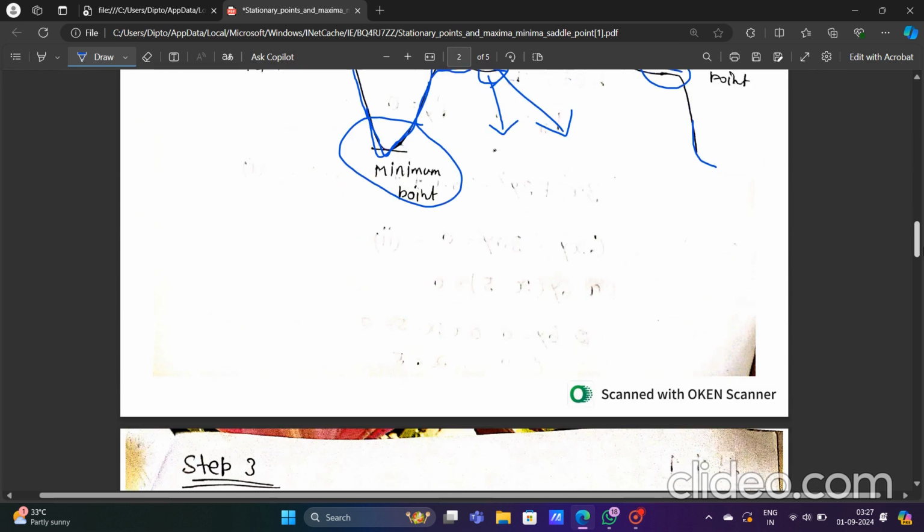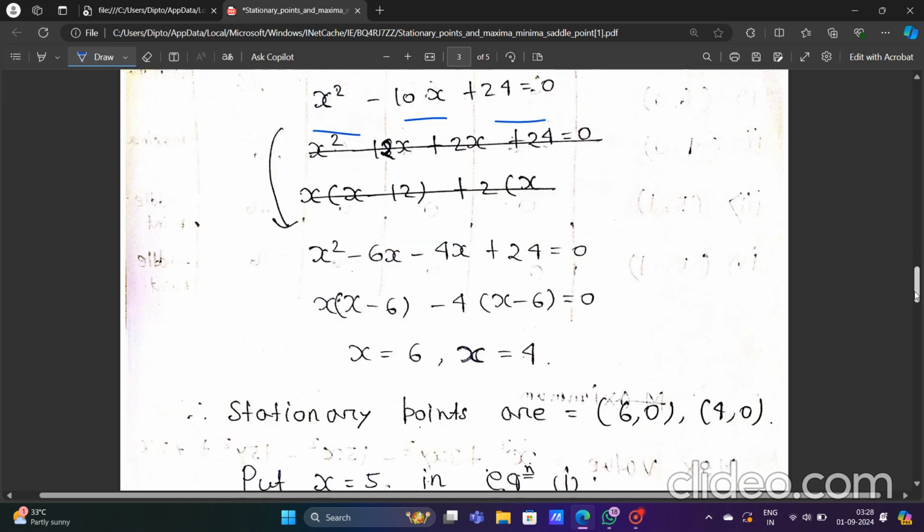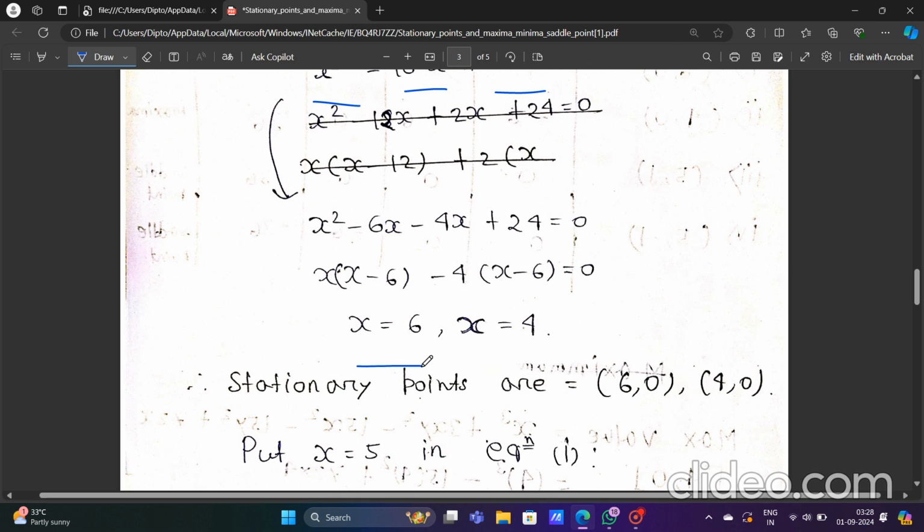Okay, so as you can see, this is present here. Yes, 3x square minus 30x plus 72 equals to 0. We are dividing the entire equation by 3 on both sides, and we are getting x square minus 10x plus 24 equals to 0. We are doing the middle term split, and we are getting the value of x. Here we are getting two values of x, 6 and 4. Now what are our stationary points here? So our stationary points are (6, 0) and (4, 0).